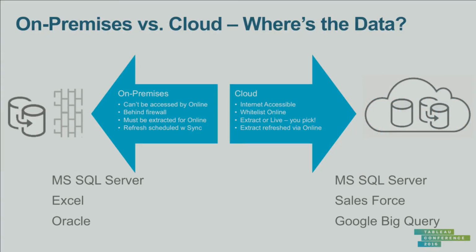I talked a little bit about on-premises versus cloud, and I hope that was pretty clear. If your data is behind a firewall or inaccessible to the internet, you're pretty much what we would consider to be on-premises. If you are hosted on a cloud service, most databases actually have a firewall, but as long as you open the right ports, online can talk to it directly.